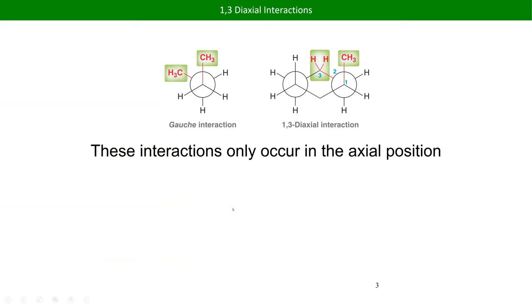All right, so we ended the other day talking about those 1-3 diaxial interactions. Just a reminder, I'm going to redraw this. I thought I copied one more slide than I did. Those 1-3 diaxial interactions are the ones that show up when you have something large like a methyl group or a bromine in position one, and the other axial groups are pointed in the same direction. It's this interaction that we're talking about.